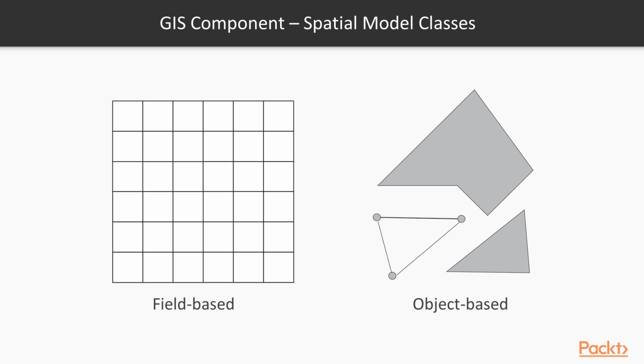For an object-based spatial model class, we have an example of vectors or polygons associated with the vector. Each object is a georeferenced spatial entity. A point and/or lines are also examples of object-based spatial model.